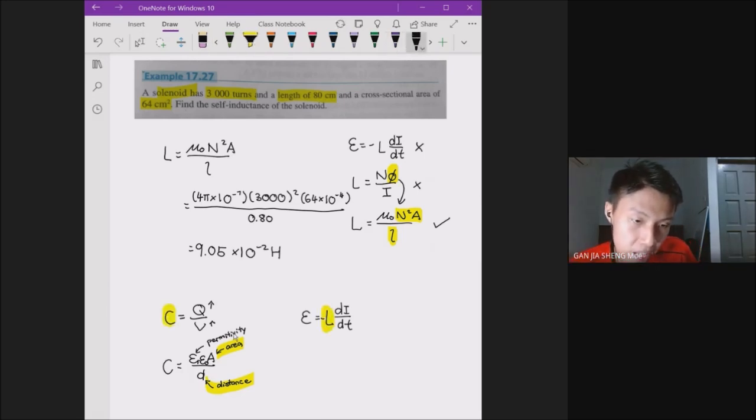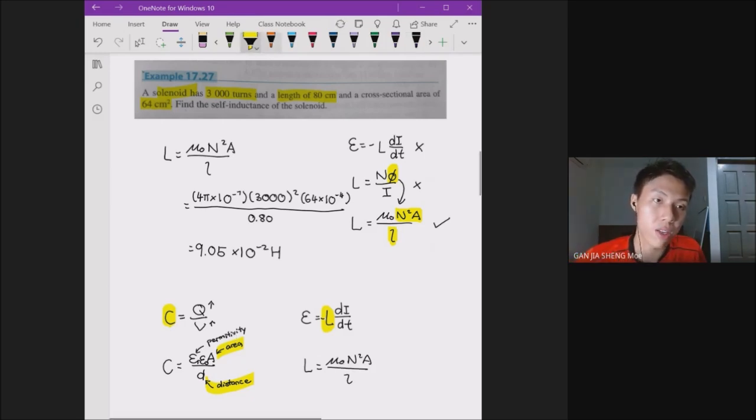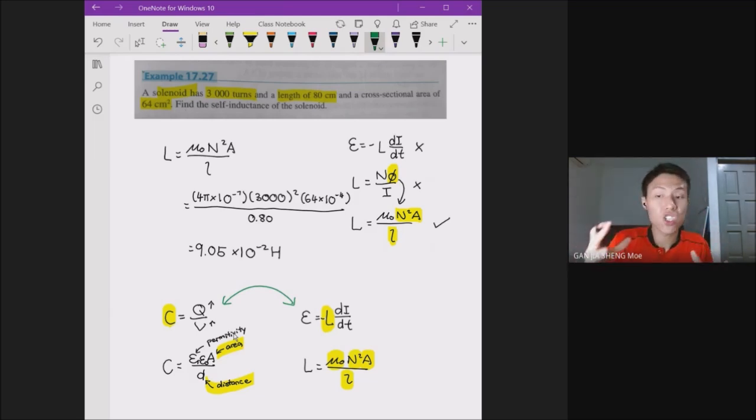The L only depends on the geometry of the circuit conductor, which is the number of turns, the area, the length of the solenoid. Those are the shape and the geometry, and whether you insert any material to change the permeability. So that is the mu naught. So I hope you are able to see this one is similar to this one. It's used to represent the ratio or relationship between one thing and another. In this case, capacitance is the relationship between Q and V. The inductance is the relationship between the induced EMF and the change of current.